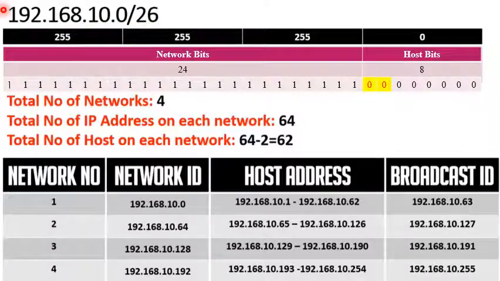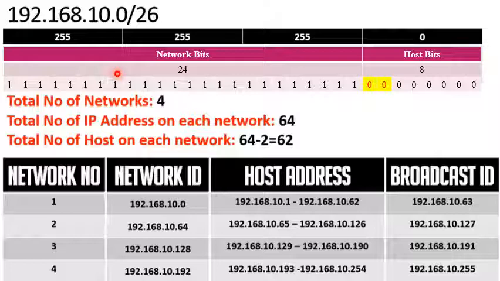192.168.10.0/26. The previous example had the same IP address, but the slash notation was 25. Here the slash notation is 26. So how do we do subnetting? The address starts with 192, so obviously you can say that this address belongs to class C. What is the format of class C? 24 bits are reserved for network bits and 8 bits are reserved for host bits.